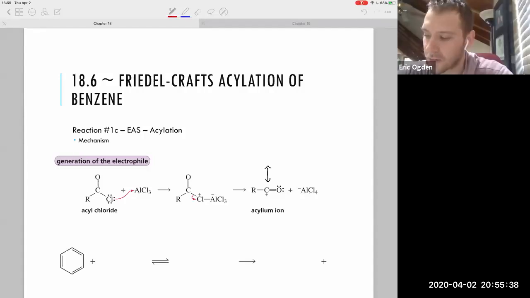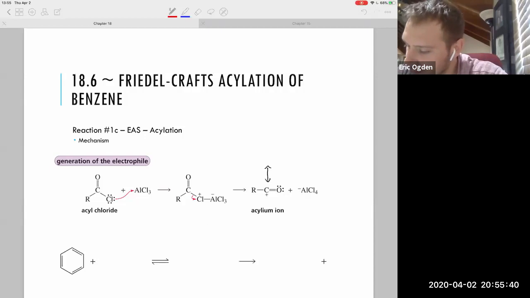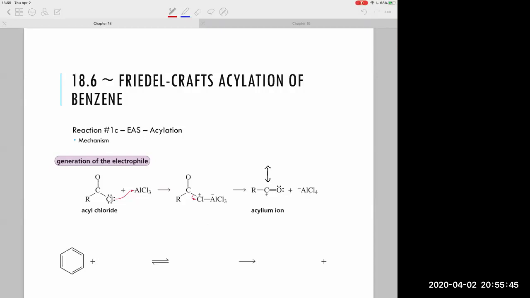Would it be a double bond with a negative oxygen? No, I kind of see where you're going, but actually this pair of electrons comes down here. So it's a weird looking one, don't get me wrong, but it's a triple bond with a positive charge on the oxygen. Okay, but because of this resonance stabilization, you don't have any hydride shifts with an acylium ion.